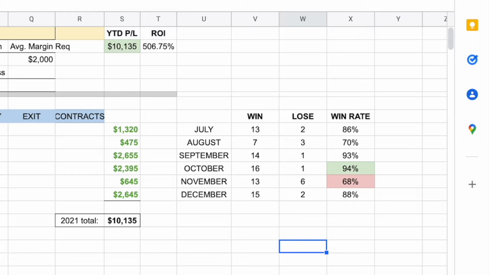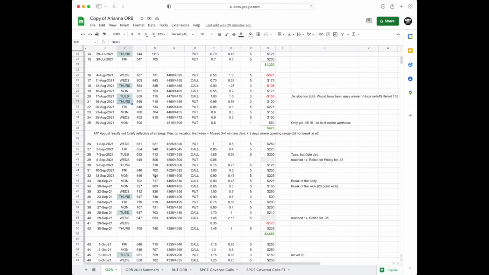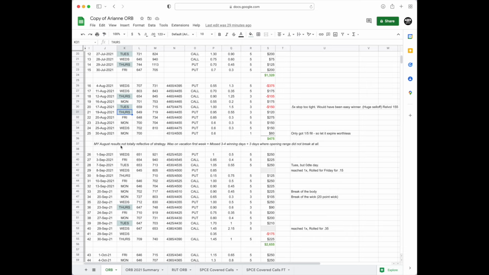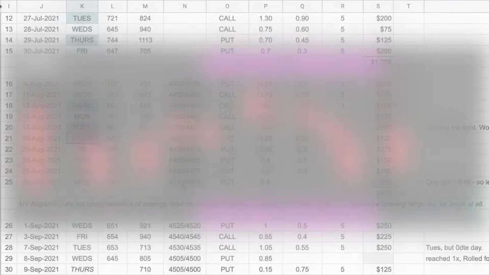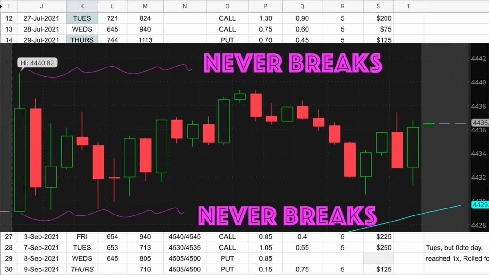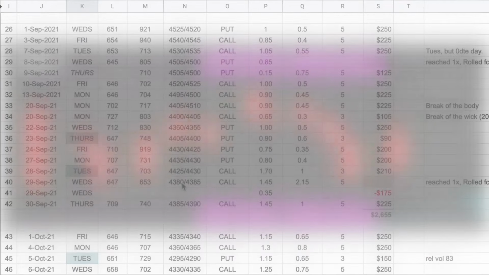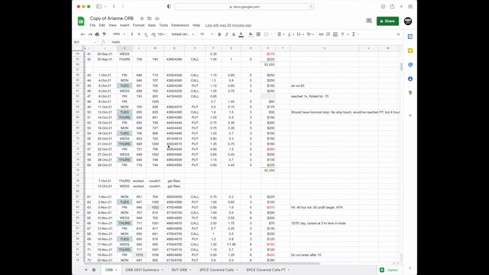And I made so little in August because I put a note here, and this is actually something I should mention: my August results are not totally reflective of the strategy. I was on vacation the first week, and then I missed 3 to 4 winning days, and there were 3 days where I was watching, but the opening range didn't break at all. So some days, actually, the opening range never breaks. Those are really rare days, great iron fly days, but be aware that there are some days where the range doesn't break.